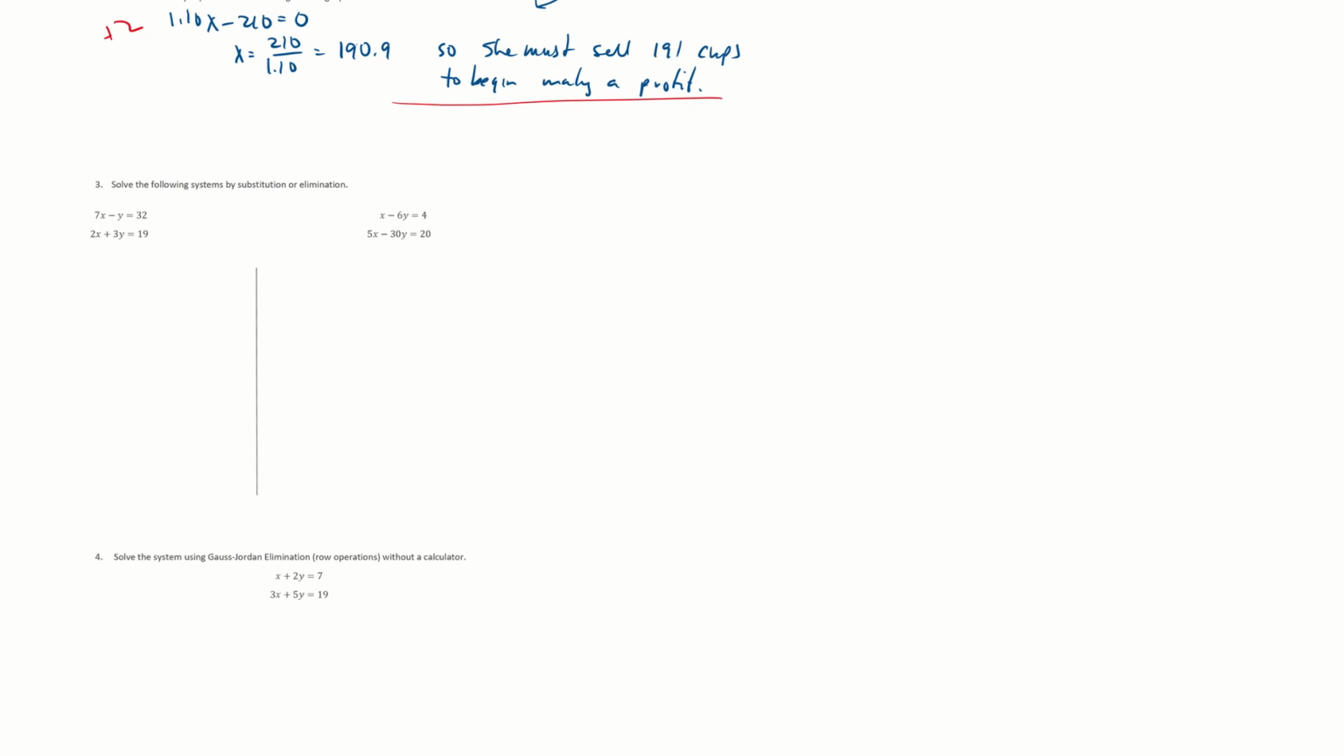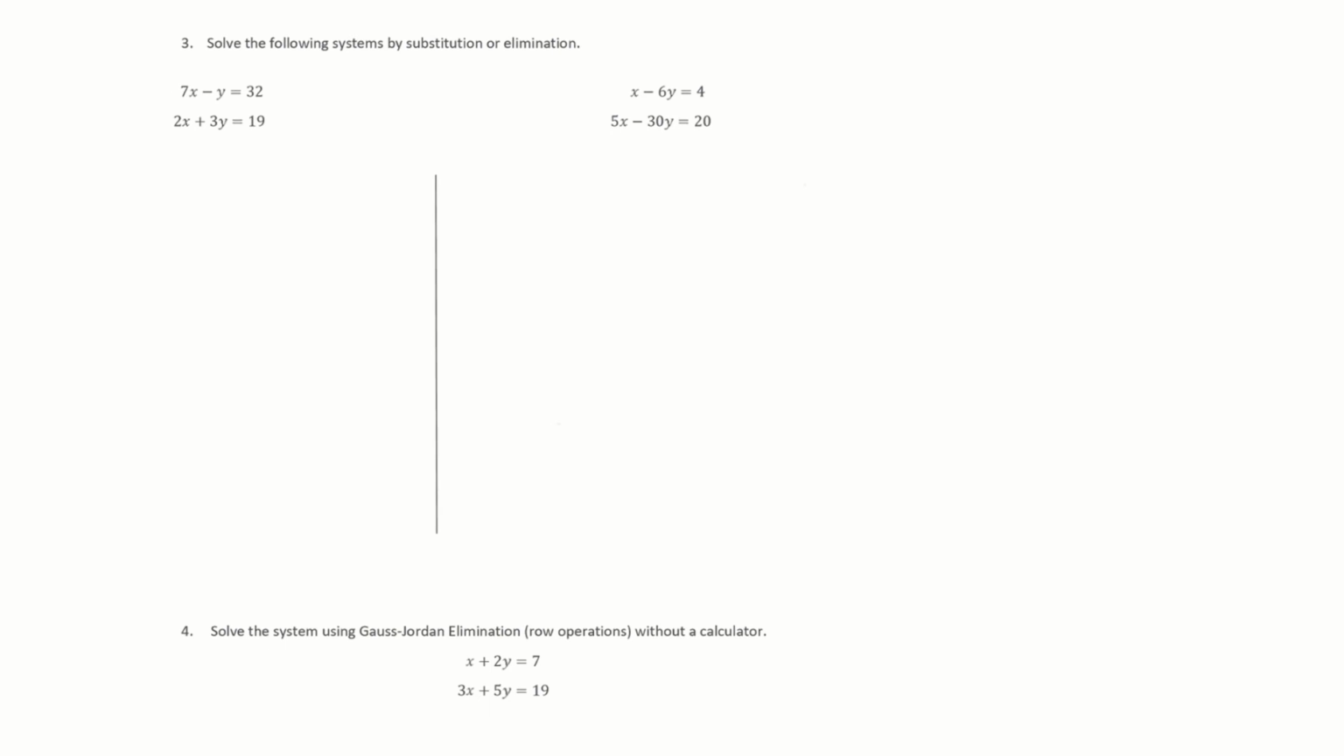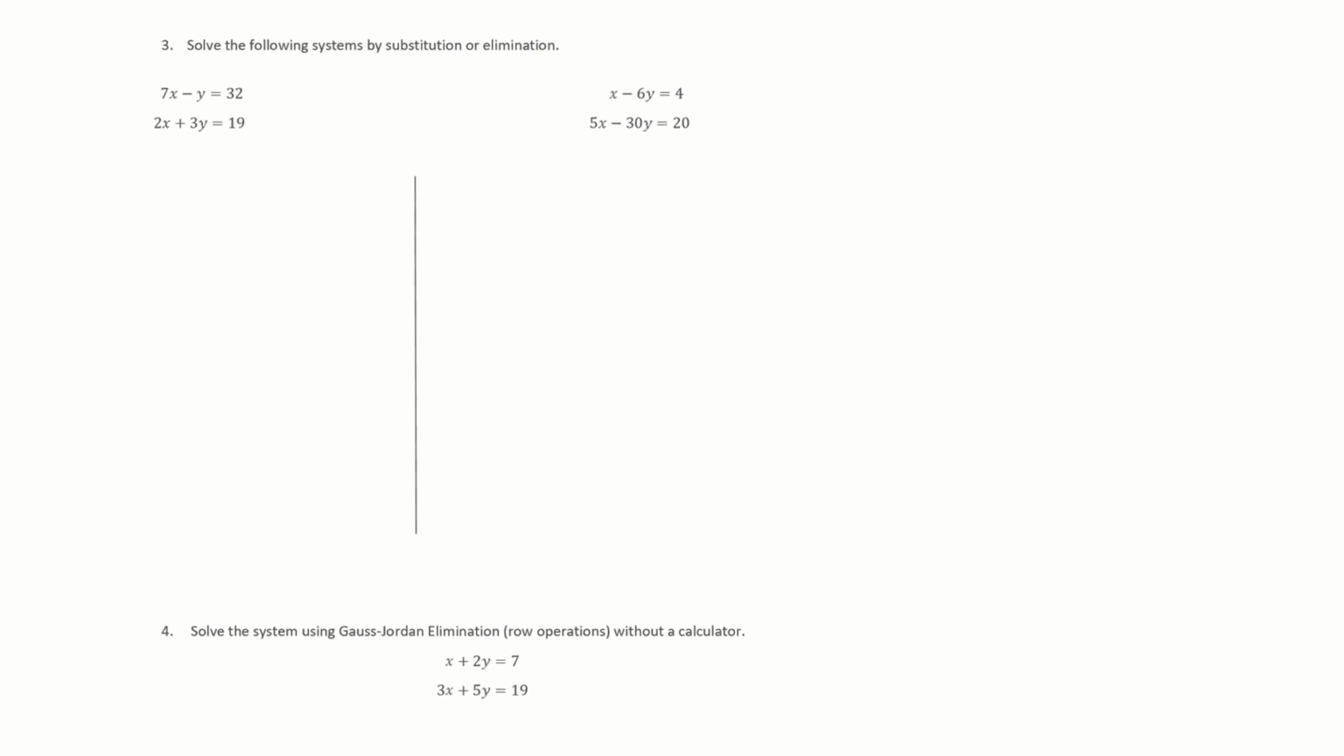Solve by substitution or elimination. You get to pick. This one I just multiplied the top one by 3 and get 21x plus 3y equals 96. And then when I add them together, I get 23x. Oh, that should be a minus 3y. Then these cancel. Equals 96 plus 19, which is 115. And 115 divided by 23 is 5, I believe. Yeah, so x is 5.